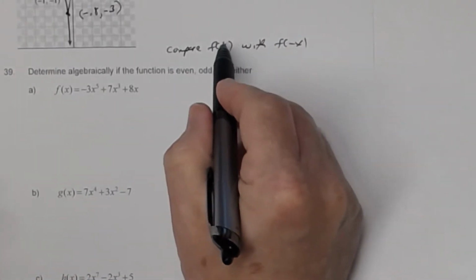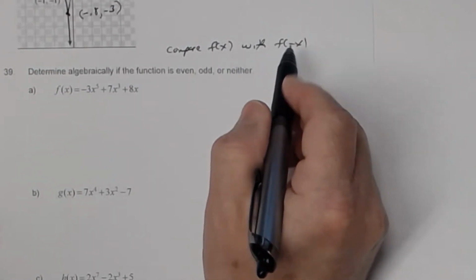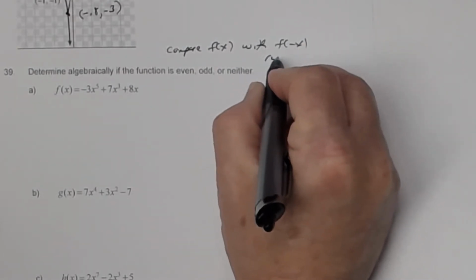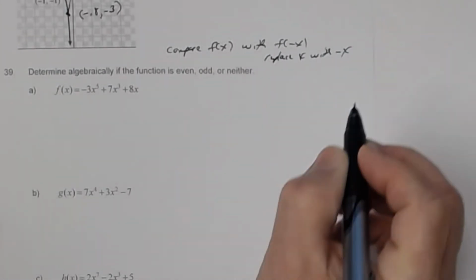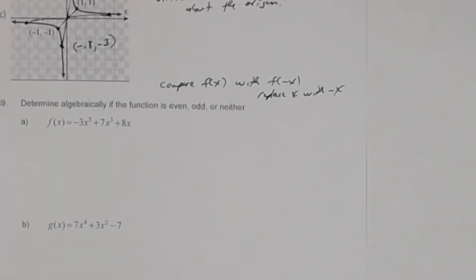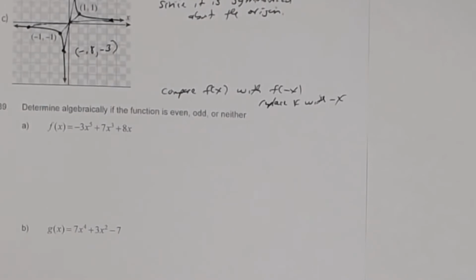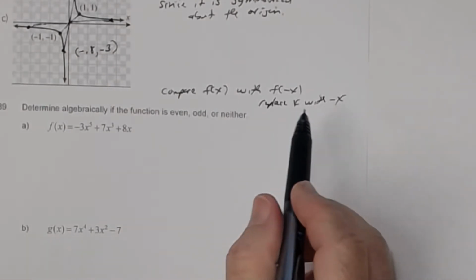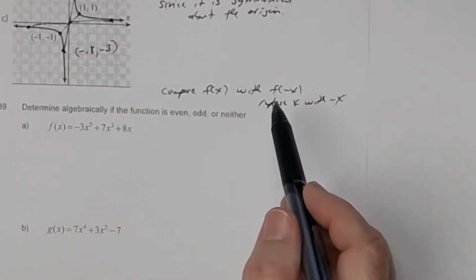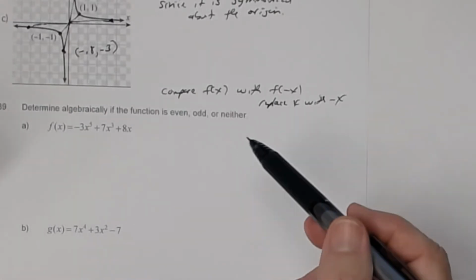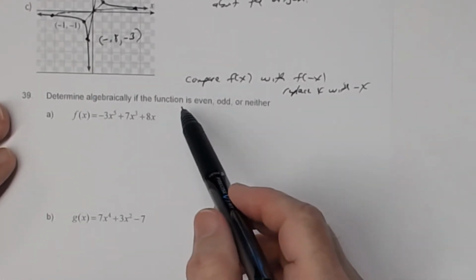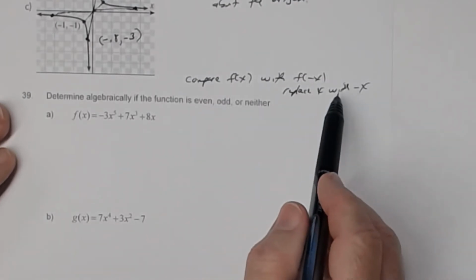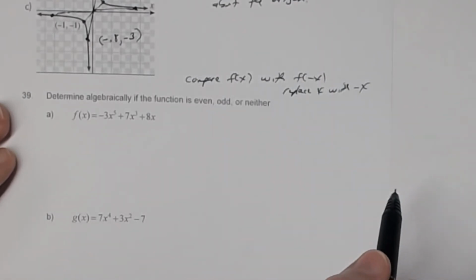So basically, what you're going to do first is replace x with negative x. You may remember in a couple of the assignments that you've done before, you had to find f of negative x. One of the reasons you were given that at that point was because at some point in the course, you would have to determine if a function's even, odd, or neither, and you would have to determine f of negative x.